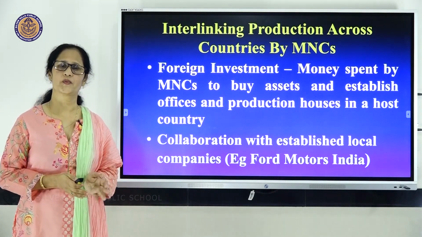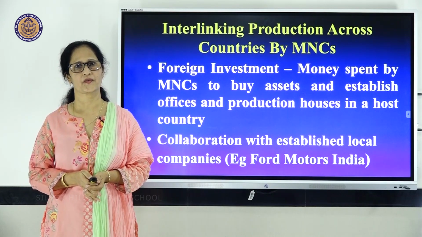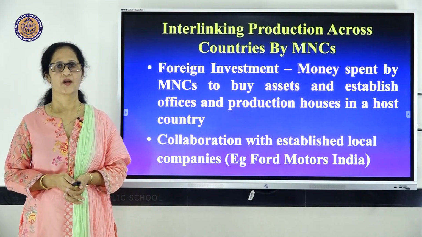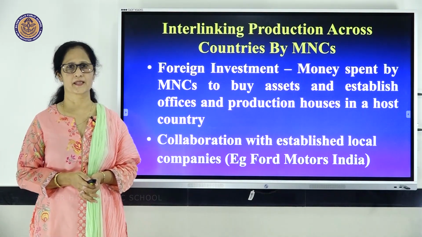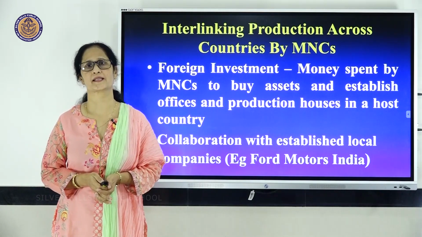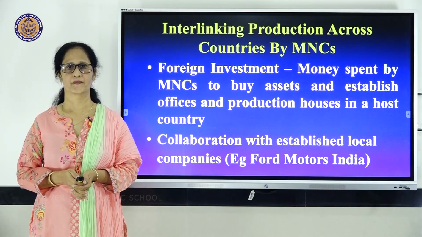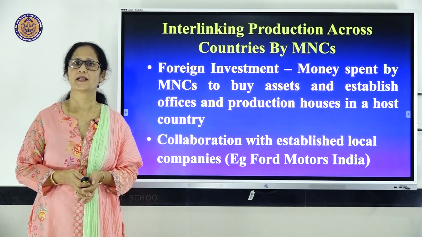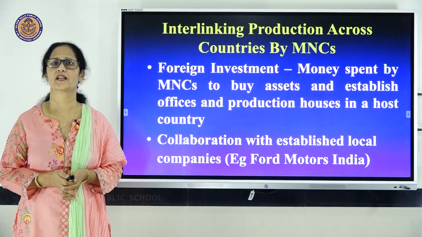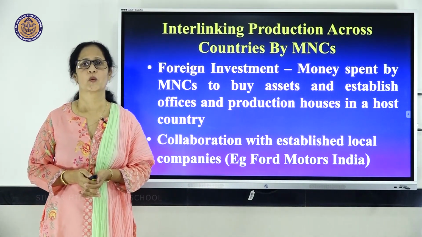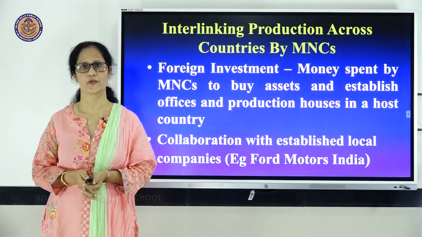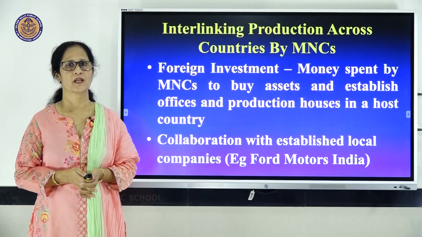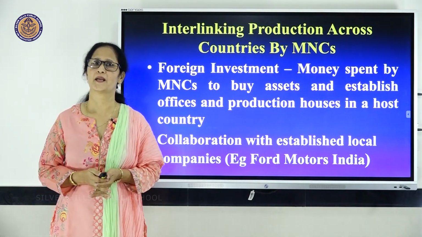So this is the second method of operation by MNCs, and that is collaborating or setting up partnership with local companies. This we can understand with the example of a US based multinational corporation, Ford Motors. Ford Motors is a multinational corporation operating in 26 different countries of the world. Ford Motors came to India in 1995 and set up a large plant near Chennai. They spent 1,700 crores of rupees for this plant, and this was done in collaboration with an Indian automobile company, Mahindra & Mahindra.